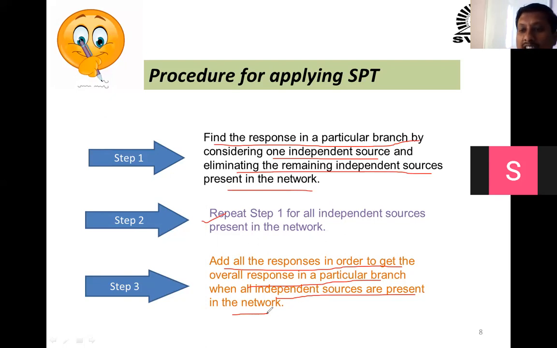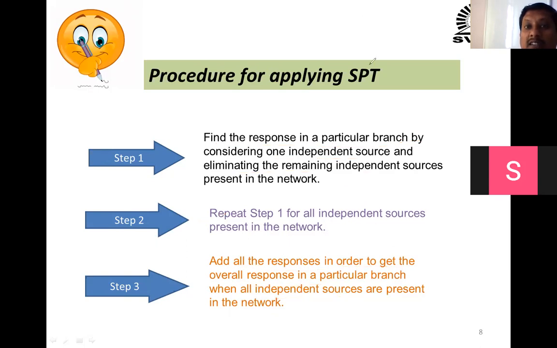Person 1, suppose he has written 3 pages. Actually he has to do what? 2 pages minimum. But he has written 3 pages. So he or she will get more marks. So like this, due to each independent source, we have to calculate the different responses in this superposition theorem, and finally we have to add them. Are you getting my point? So this is one example, with the help of which we can understand the concept of the superposition theorem. So these are the steps we have to follow.